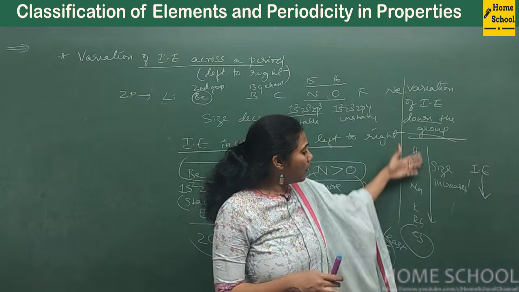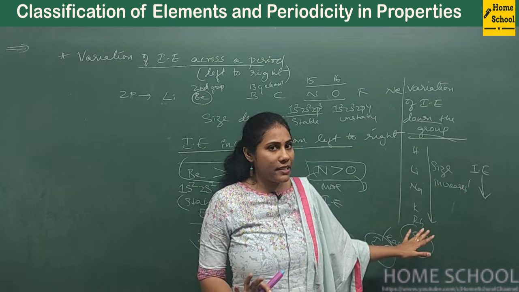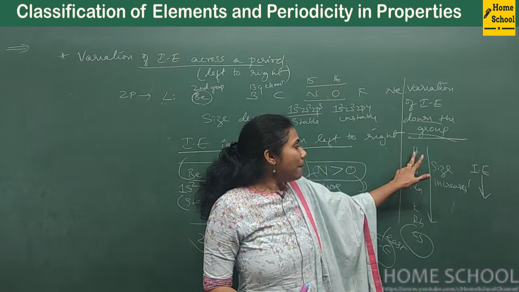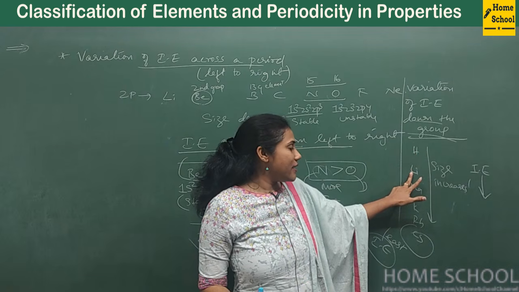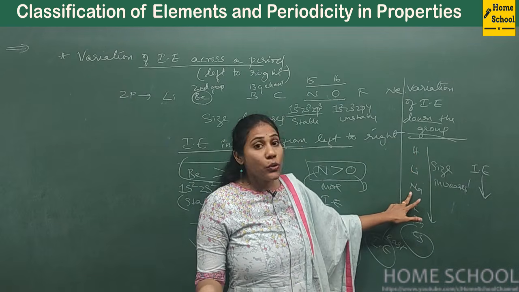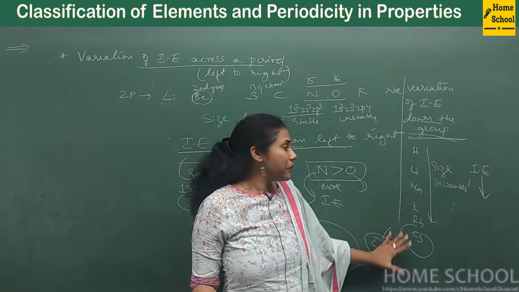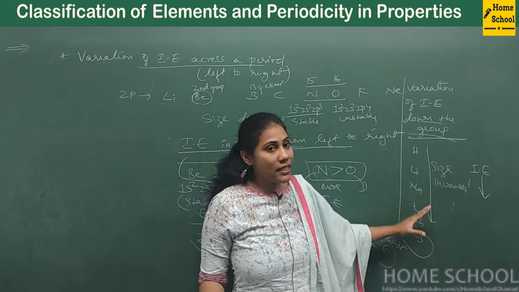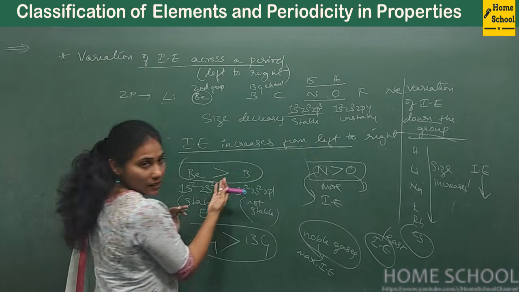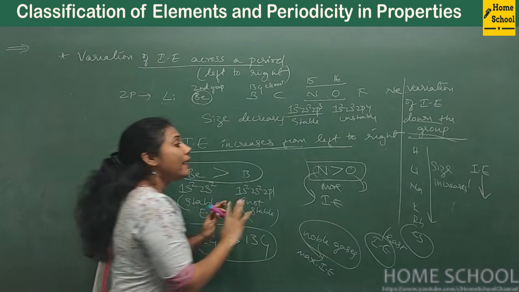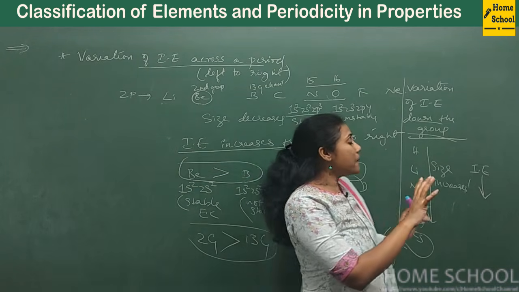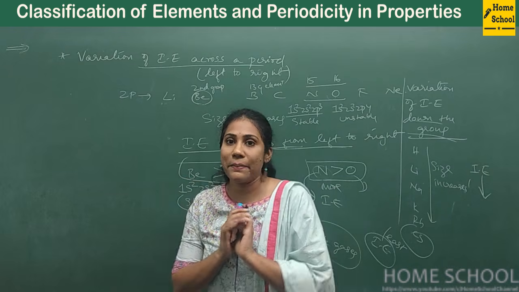The normal trend is that from top to bottom ionization enthalpy decreases. That means compared to hydrogen, lithium has less ionization enthalpy. Compared to lithium, sodium has less. Compared to sodium, potassium has less, like that, in decreasing order. But there are some exceptions here, like we discussed exceptions across a period. You will learn those exceptions when you learn group wise chemistry.